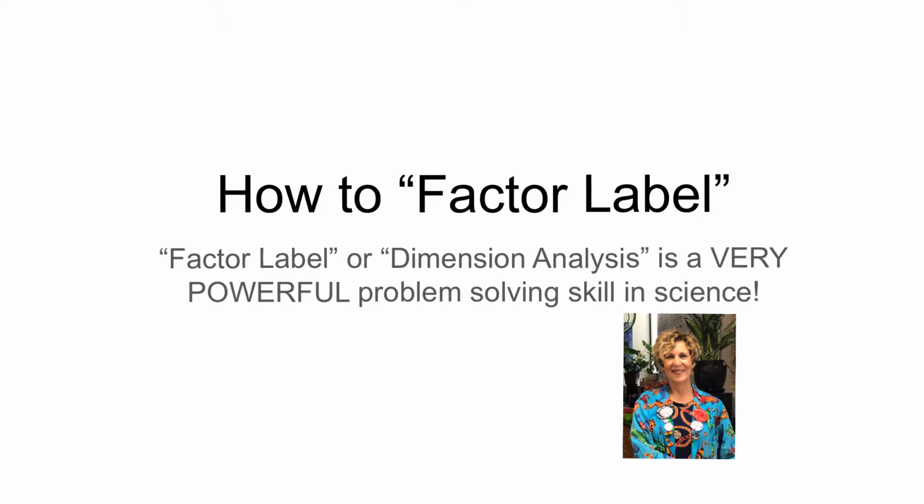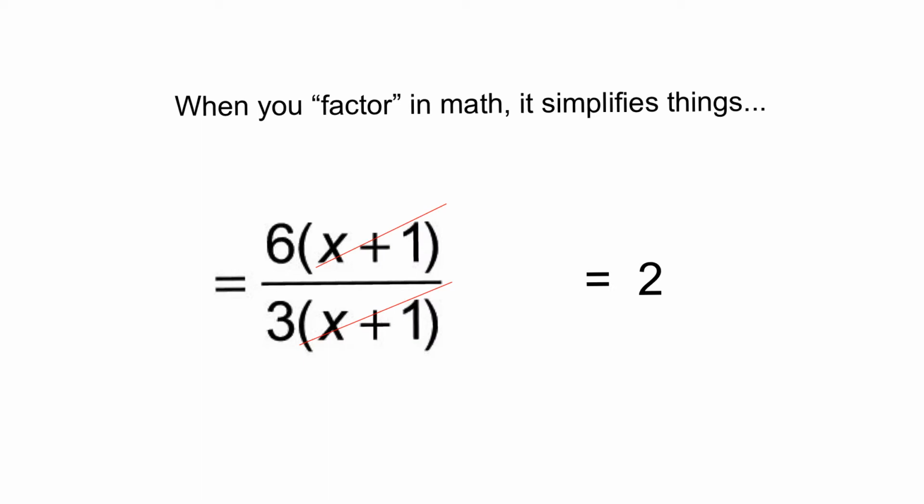So let's get started. You probably have used the word factor in math, right? When you factor something in math, like you factor out this x plus 1 on the top and the bottom, it means to simplify things, right? If you have x plus 1 on the top and x plus 1 on the bottom, you know x plus 1 divided by x plus 1 is 1. That's why you factor it out. And then you get 6 divided by 3, and that answer is 2. So think of factor labeling as a similar kind of thing. It's going to simplify things for you.